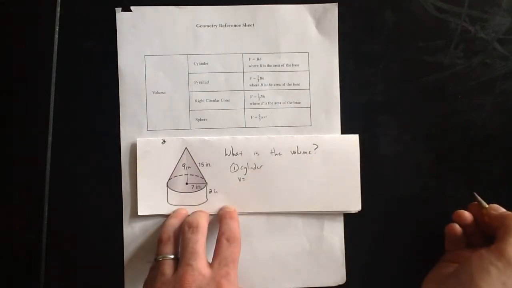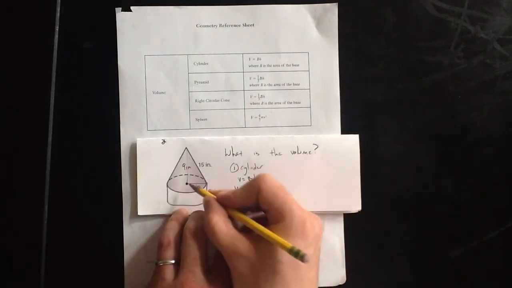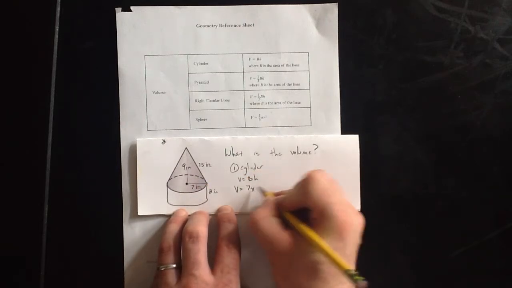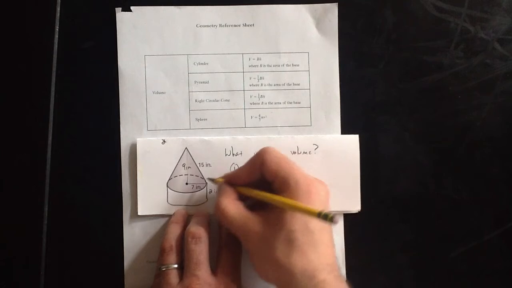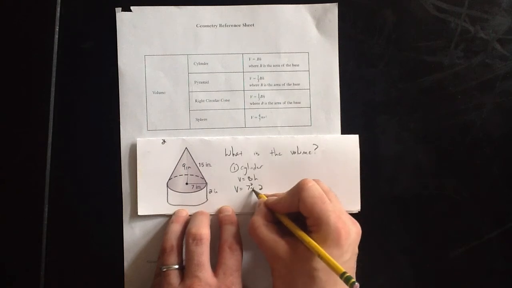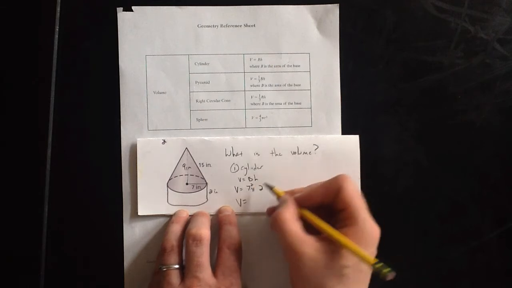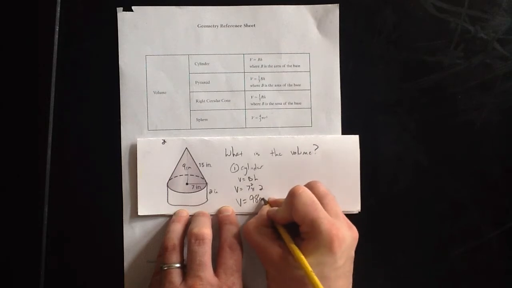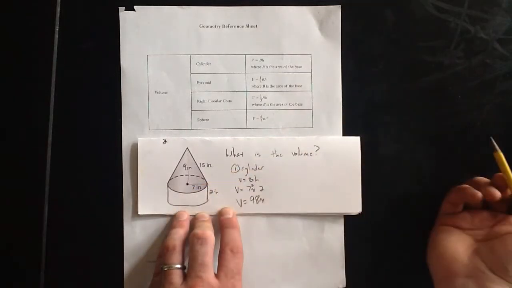So that volume is going to be the base times height. The area of this base, 7 is the radius, so it's going to be 7 squared pi, r squared, times the height of this cylinder, which is 2. So we have pi times the radius squared times 2. 7 squared is 49. 49 times 2 is going to be 98. So we have 98 pi. 98 pi is going to be the volume of this cylinder here.